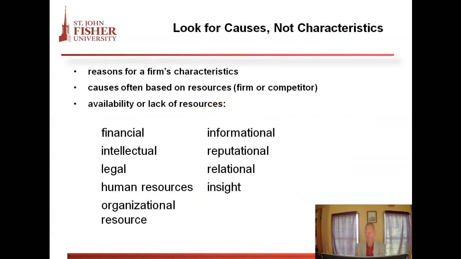So look for causes, not characteristics. Your cause could be financial, could be intellectual property. It could be legal problems. It could be reputational problems. Look at BP. BP is still struggling to recover from the spill in the Gulf. It might be informational. You're not getting good information. It could be organizational resources. It could be human resources. It could be anything really within. So if you look for causes and not characteristics, that's why you have to do it beyond just the marketing.